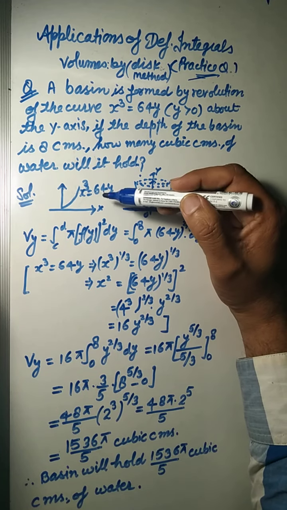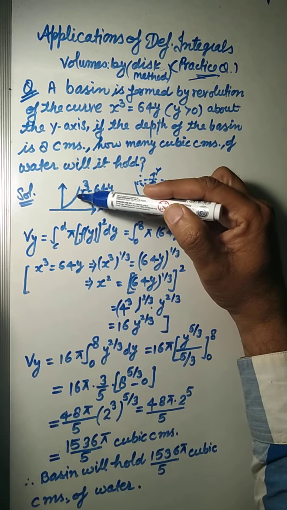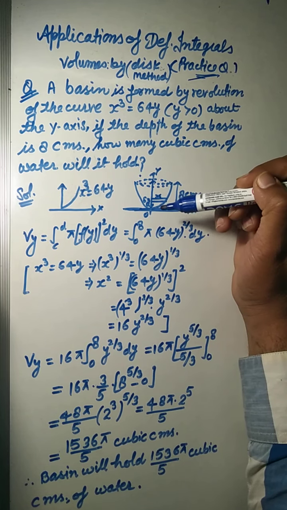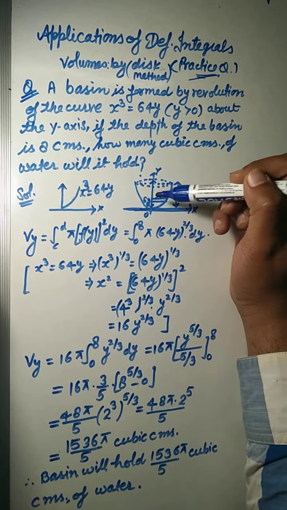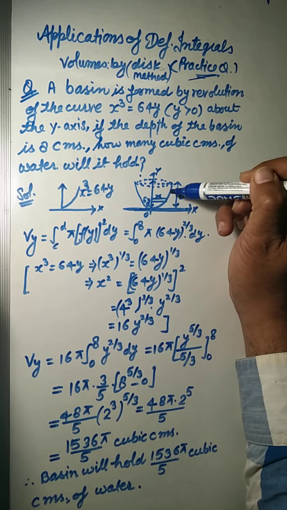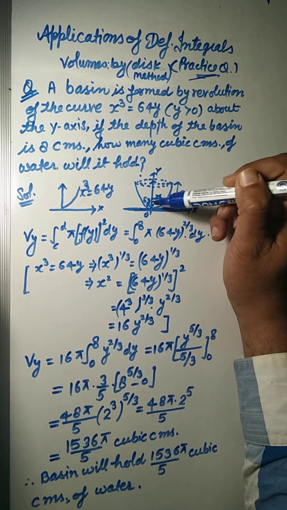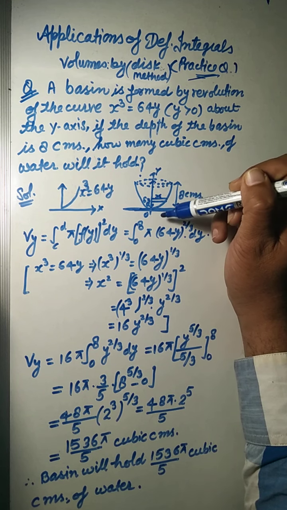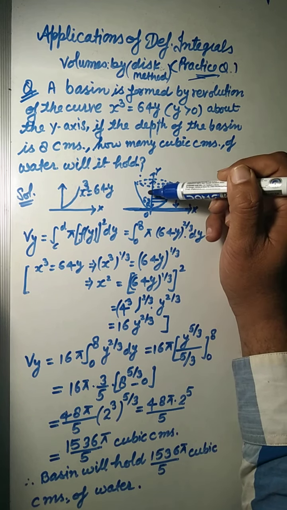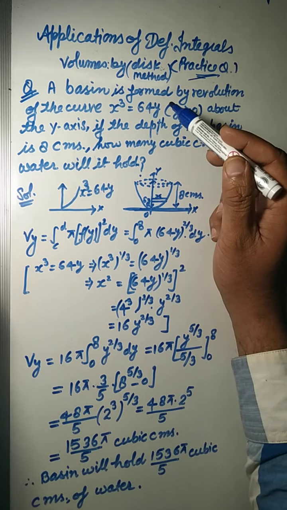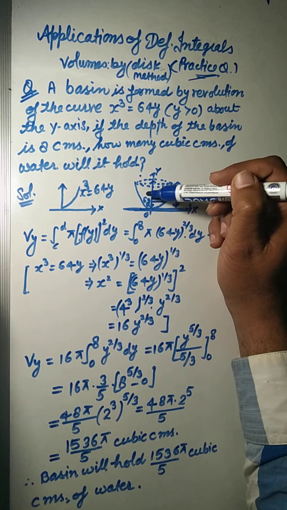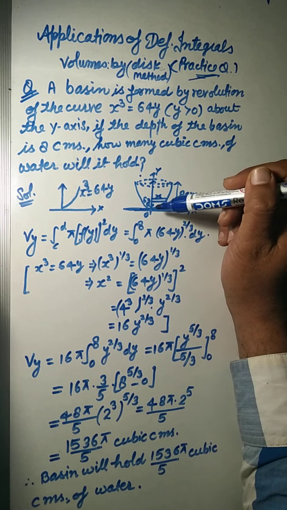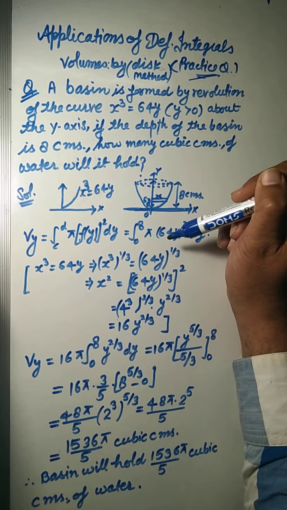First step is draw the curve x cubed equals 64y, and if we revolve this curve around y-axis, we obtain the figure in this way, and this is a solid like a basin, and we want to find the volume, that is, how many cubic centimeters of water will it hold, while y varies from 0 to 8 here.